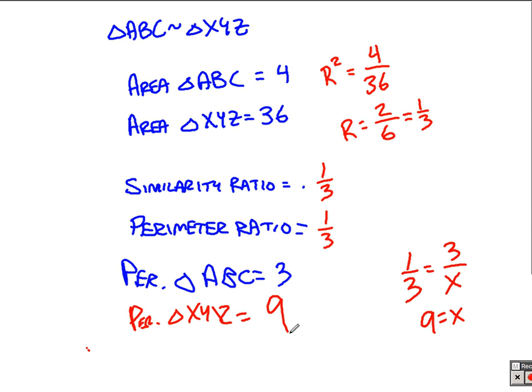There you have it, how to use our ratios for similarity, for perimeter and area of shapes.